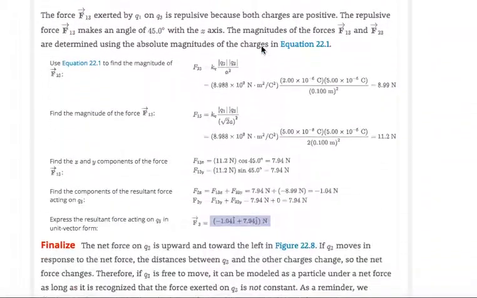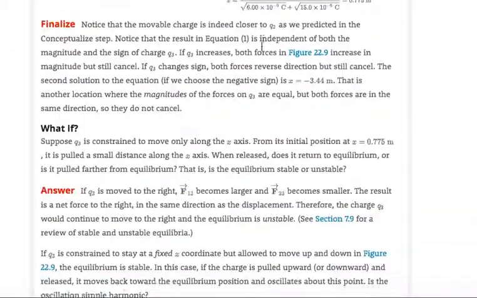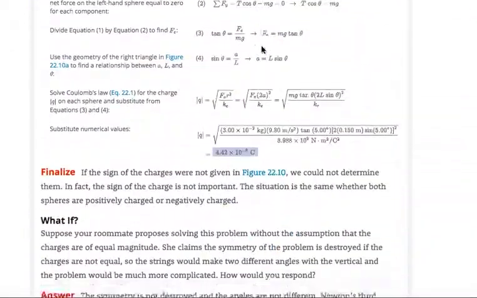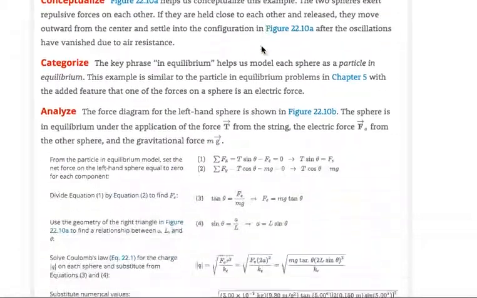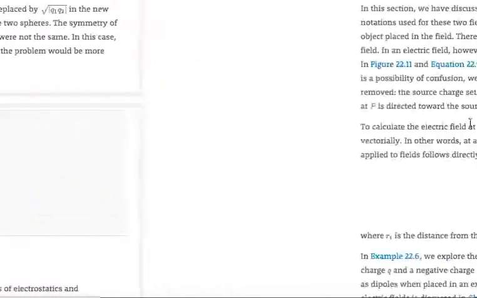And I think I'm going to stop there, and I'm going to come back to electric field and electric potential, partially because I want to make sure that this screenshot is working as it should.